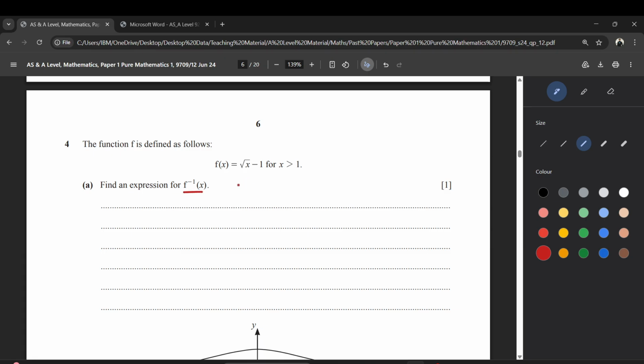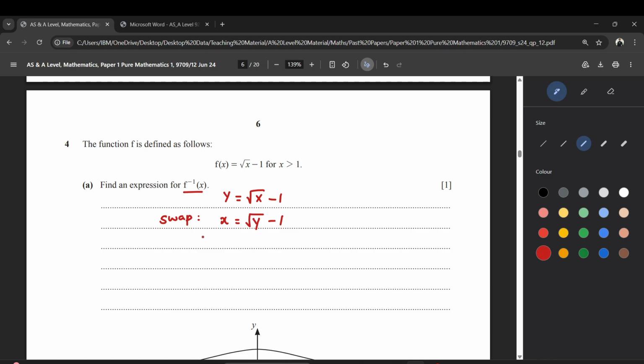Okay, now in order to find the inverse, the first step we can do is that instead of f of x, I'm going to write y equals root x minus 1. Step 2 is you swap x and y. Okay, so instead of y, I'm going to write x. Instead of x, I'm going to write y.